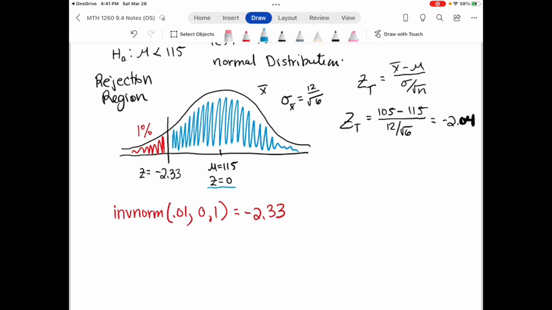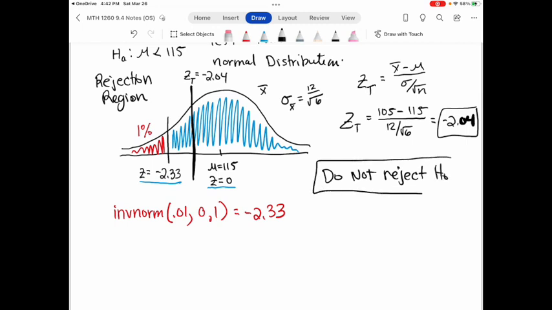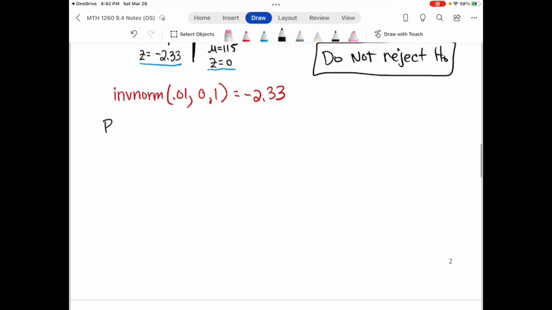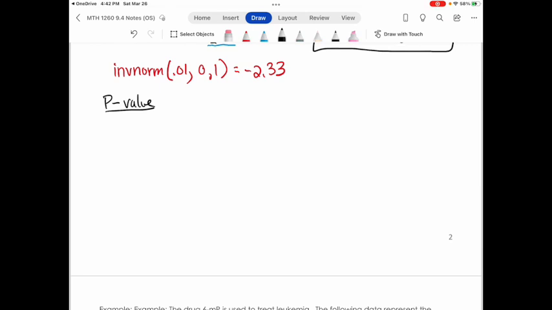So when I look at my graph, here's Z equal to negative 2.33. Here Z is 0. So if I look at this in terms of a number line, negative 2.04 is going to fall in between. This is my test statistic, my negative 2.04. That doesn't fall in the rejection region. It's falling in the blue area. So we're going to say do not reject the null hypothesis. So this is using the rejection region method. Now let's practice using the p-value method.